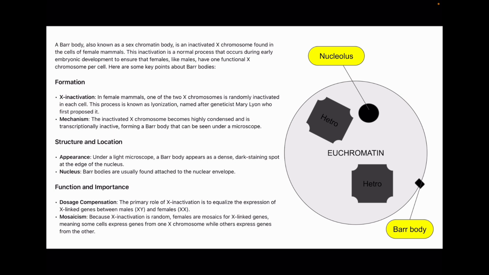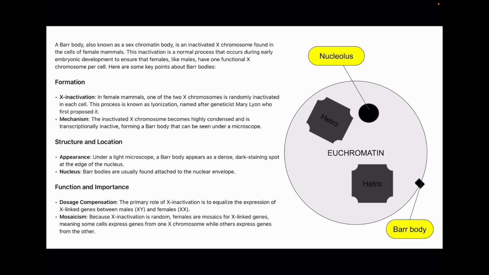So, X inactivation. In female mammals, one of the two X chromosomes is randomly inactivated in each cell. This process is known as lionization. It is named after the geneticist Mary Lyon, who first proposed it. The mechanism: the inactivated X chromosome becomes highly condensed and is transcriptionally inactive, forming a bar body that can only be seen under a microscope.